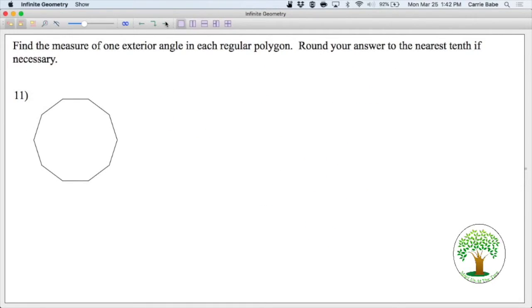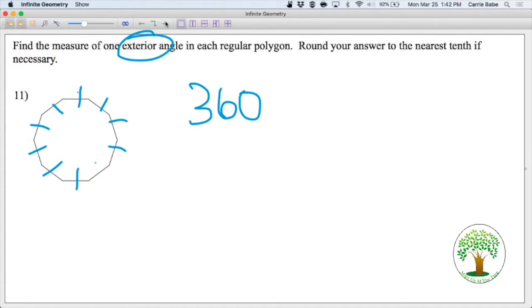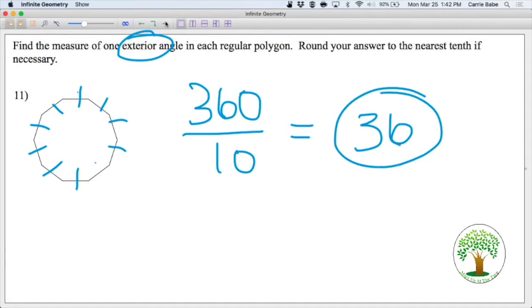All right, number 11 says find one exterior angle. Make sure you're reading the instructions. How much do all the exterior angles add up to be? 360. How many sides is this? 1, 2, 3, 4, 5, 6, 7, 8, 9, 10. Okay, so we're going to divide this by 10. 360 divided by 10 is 36. All right. So on these, it's actually a little easier because 360 is going to happen over and over.